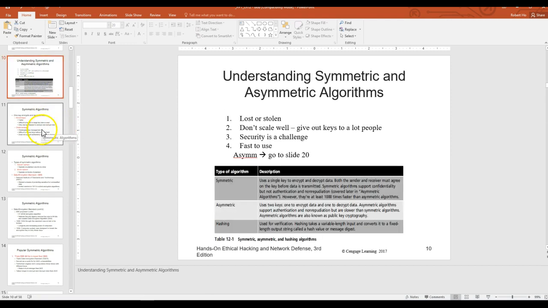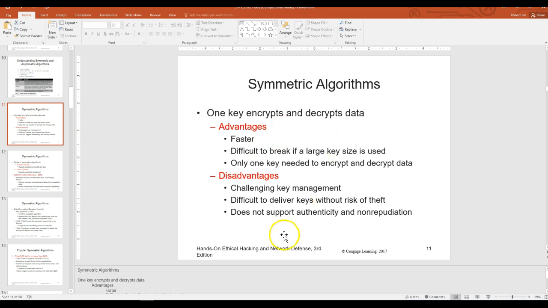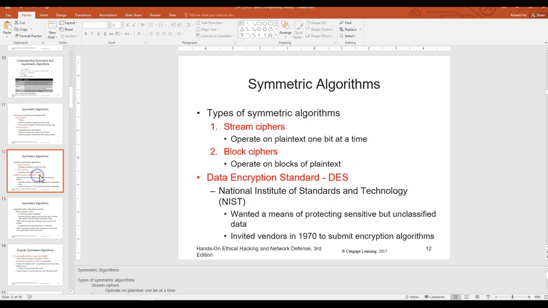So we talk about this and we talk about the advantages, right? The symmetric algorithm, okay, the advantage is that it is faster. Disadvantages, I think we mentioned it, right? Challenging key management and risk of theft. We talk about that. All right, so in the symmetric algorithm, there are 2 types, okay? They are stream cipher and block cipher.